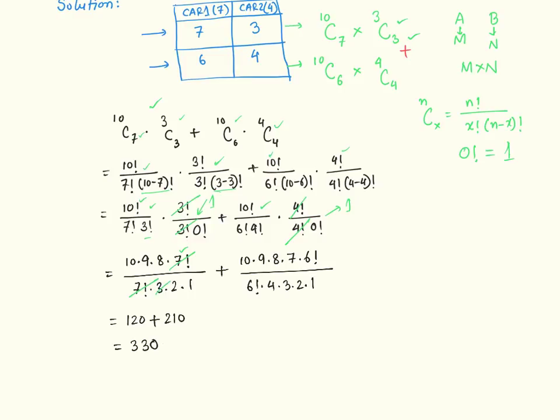Now 3 goes into 9 3 times, and 2 goes into 8 4 times. So 3 times 4 is 12, 12 times 10 is 120. Now similarly here, 6 factorial and 6 factorial cancel out. 4 times 2 is 8, 8 cancel out. 3 goes into 9 3 times. 3 times 10 is 30, 30 times 7 is 210. So that's what it is. Now 120 plus 210 is 330. That's the number of ways that the students can travel in these two vehicles.